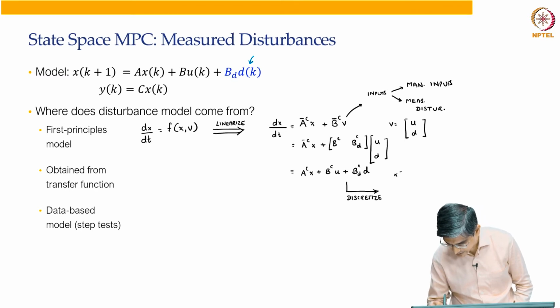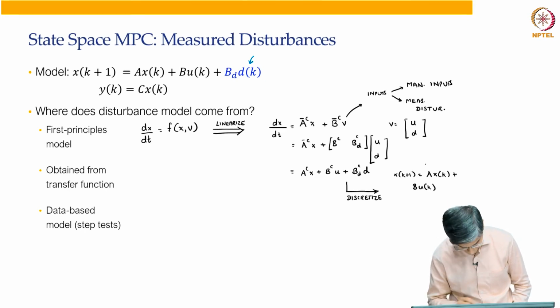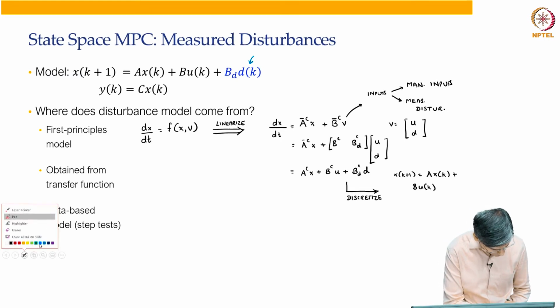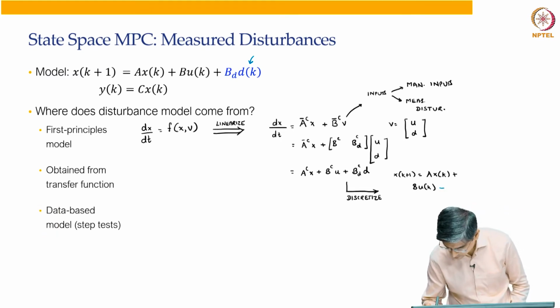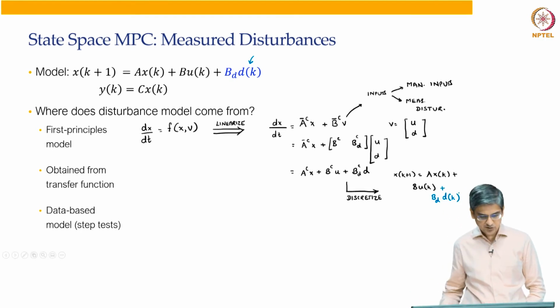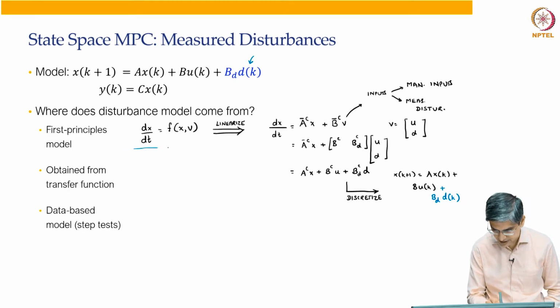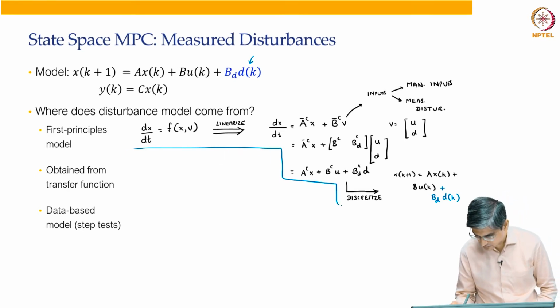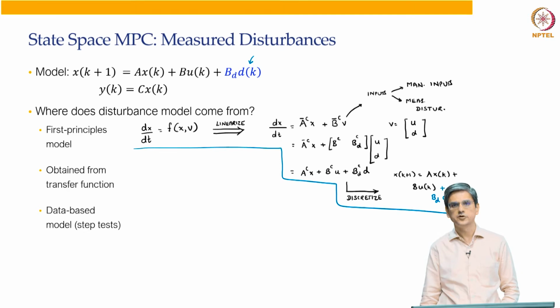we are going to get xk plus 1 equal to AXK plus BUK plus BDDK, okay. So, this is how we obtain first principles model, okay.